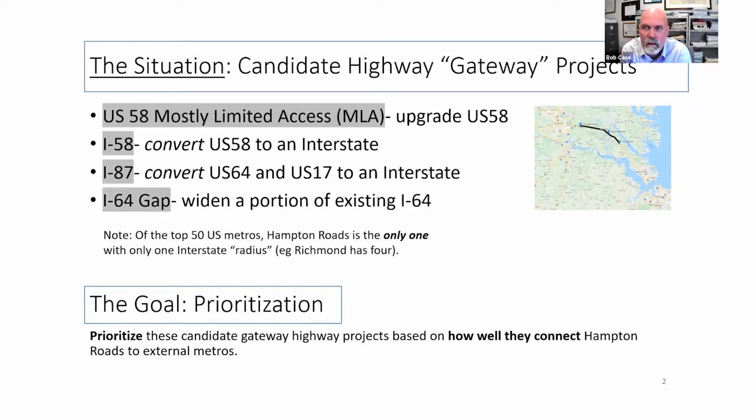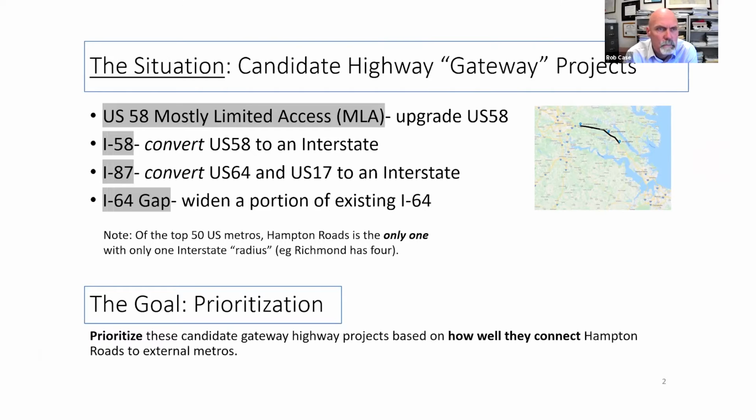And what I mean by radius is starting in the center and going out. And so, for example, for Richmond, you have 4 of those. You have 95 north, 95 south, 64 east, and 64 west. And so we're interested in interstates. And so the goal is to prioritize these 4 projects based on how well they connect us to the rest of the world.